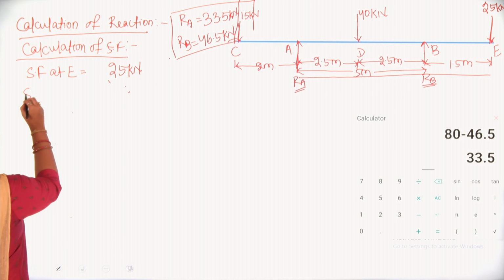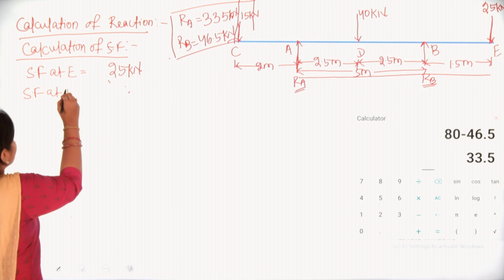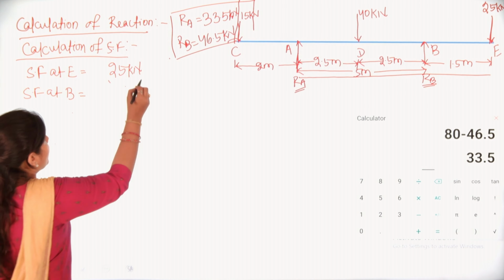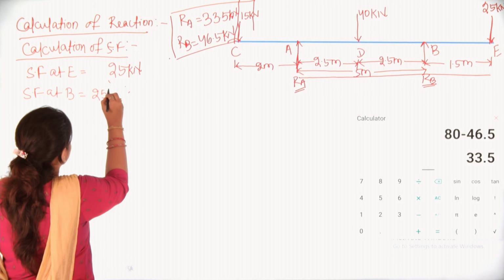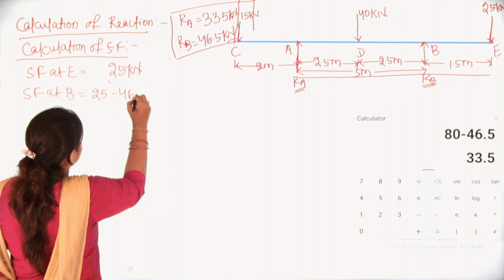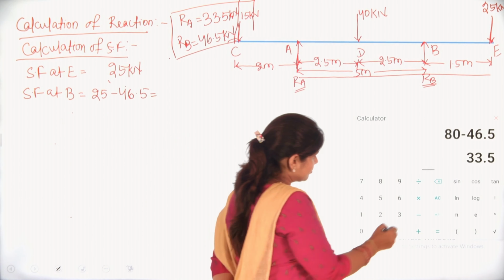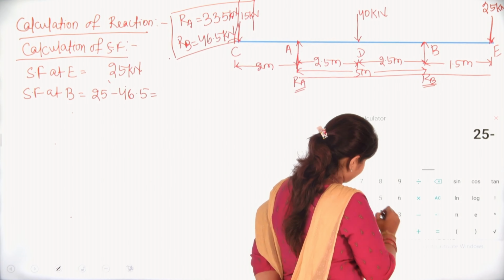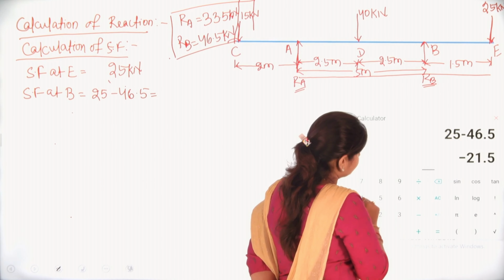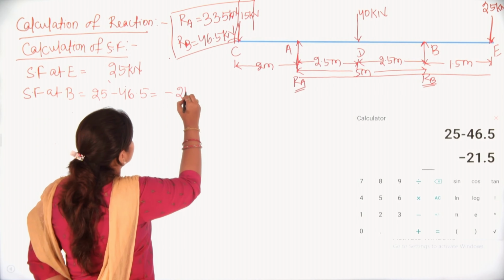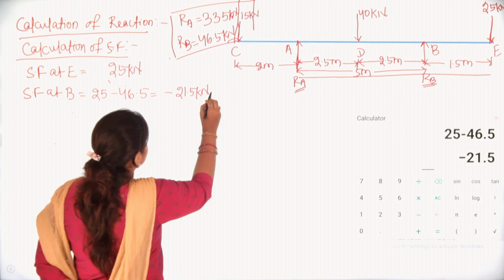Next is your shear force at point B. So 25 minus 46.5. Here this will be minus 21.5 kilonewton.